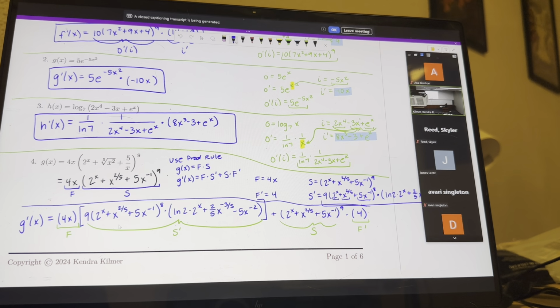Okay, so this is an example where we are using the product rule, but then when we get to the point of finding the derivative of our second function, we realize that our second function is a composite function, and so we have to use the chain rule to find the derivative of that composite function.